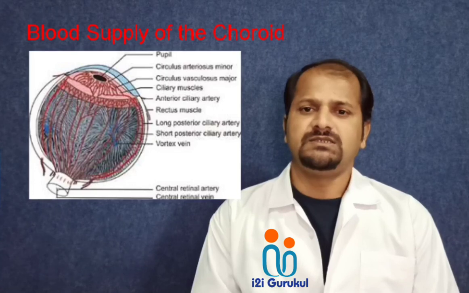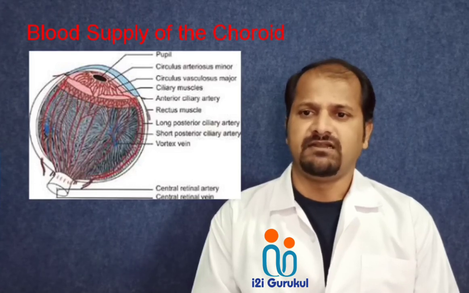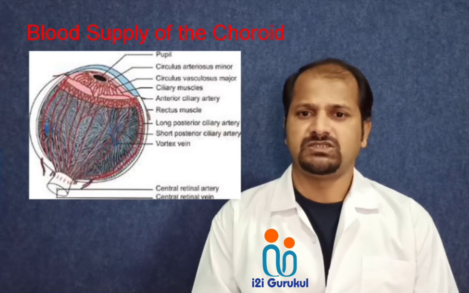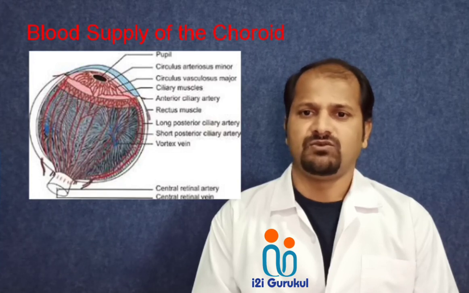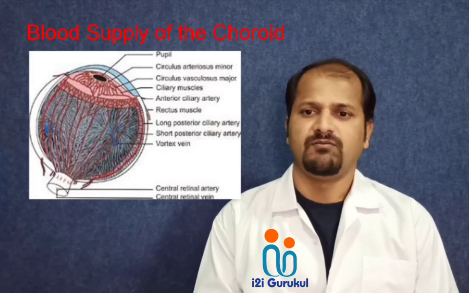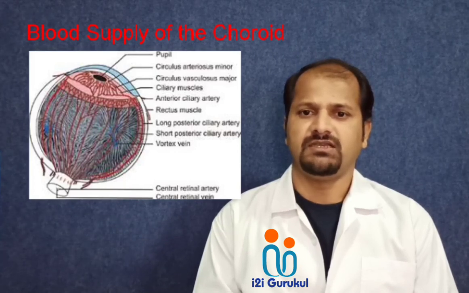And the second one is the long posterior ciliary arteries. These perforate the sclera on either side of the optic nerve and run via the suprachoroidal space. These reach the ciliary body. They each divide into 2 branches that extend circumferentially to form the major arterial circle of the iris, and these are located in the ciliary body. Branches extend anteriorly to the iris.